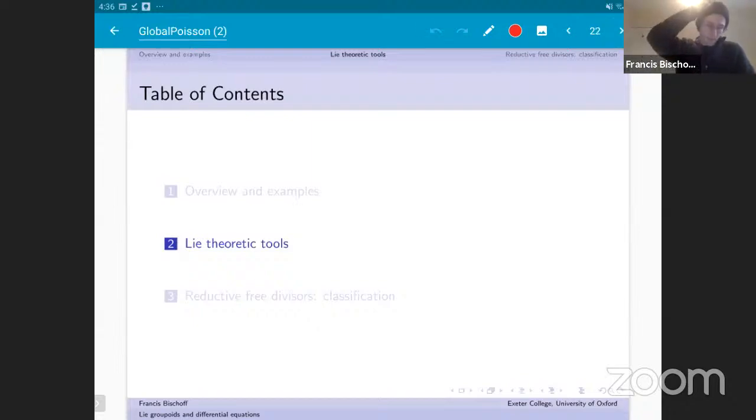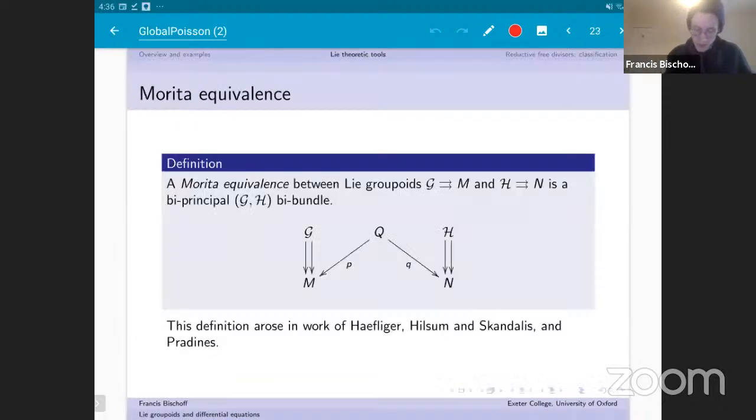Okay, so in this section, I just want to briefly mention some general Lie theoretic tools that can be useful for studying representations. So the first one is Morita equivalence. Morita equivalence is an equivalence relation between Lie groupoids, which is more general than isomorphism. If you want, two groupoids are Morita equivalent when they represent the same quotient stack.